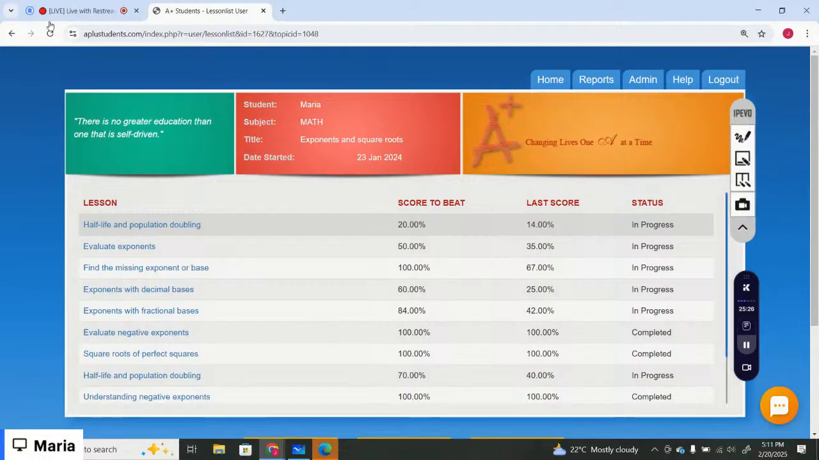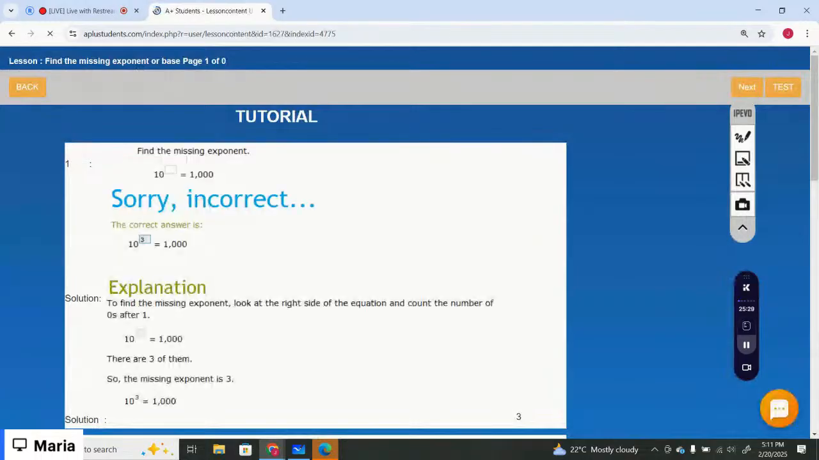The next lesson is find the missing exponent or base. So either we have to find the base or we have to find the exponent. Find the missing exponent. 10 to the missing exponent equals 1000. So you have to look at the right side of the equation. Here you have 1000. You have to count the number of zeros. 1000 has 3 zeros. So that means the exponent is 3, that is 10 cube equals 1000.